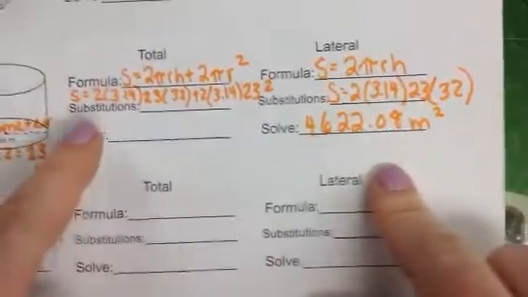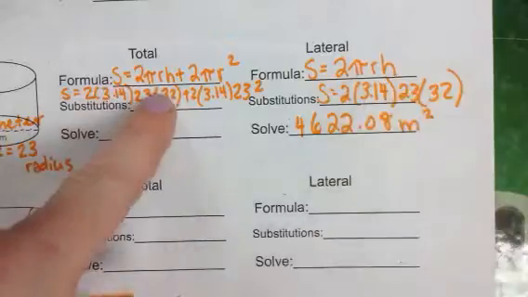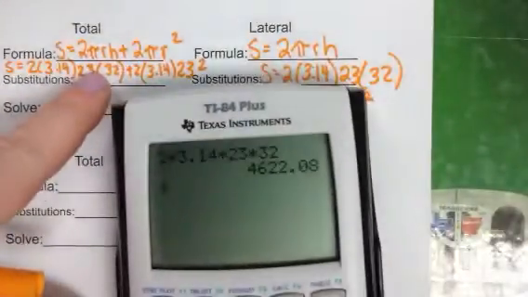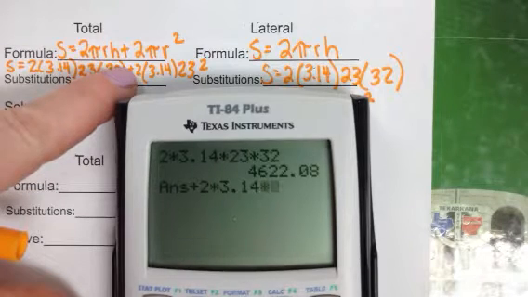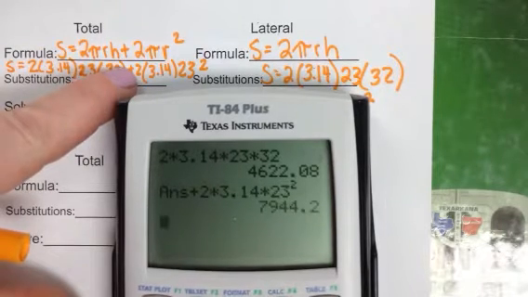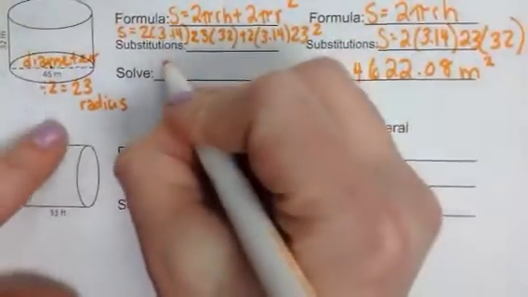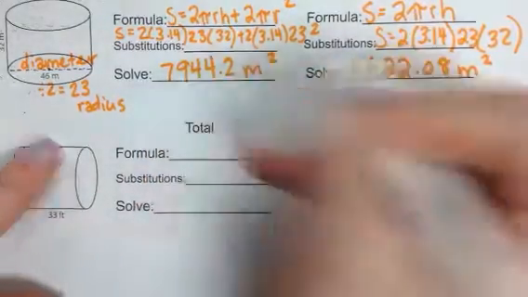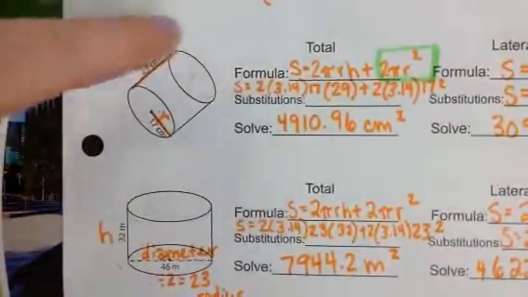Okay, now the total surface area has all of this in the beginning. So since I've already got all of that punched in, now I'm just going to hit plus, and then I'm going to add on that back part. 7,944 and 2/10 meters squared.